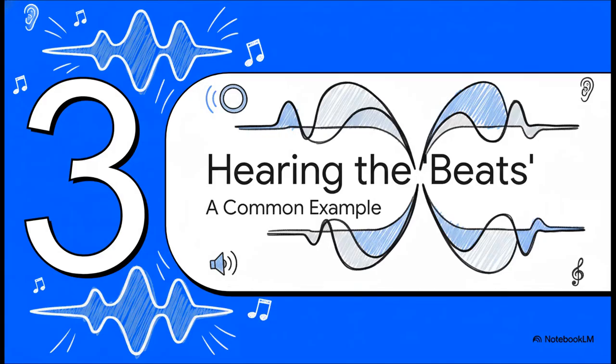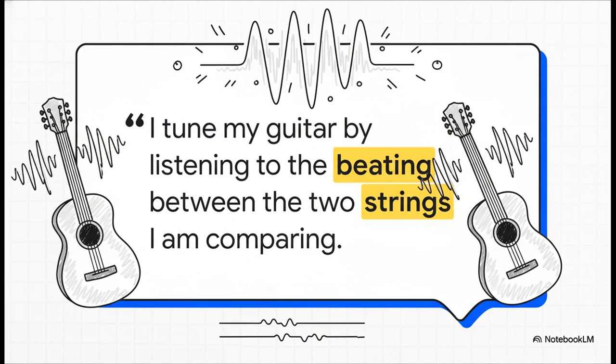Okay, so I know this might sound a little abstract, but I guarantee you have heard a very common form of amplitude modulation a million times. It's the phenomenon that musicians call beating. This is such a perfect real-world example. When two guitar strings are almost in tune but just not quite, they create this really distinct wah-wah-wah-wah sound. That wobble, that rhythmic pulse in the volume, that is amplitude modulation. It's literally the sound of two waves interfering with each other.